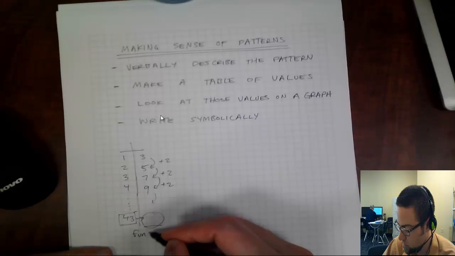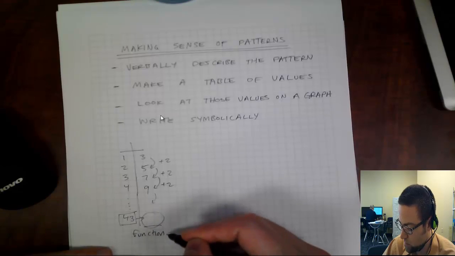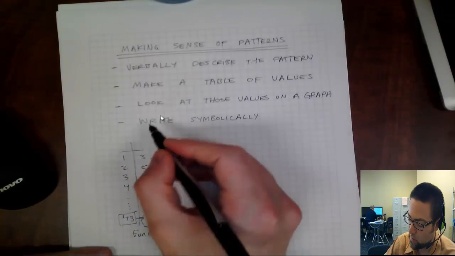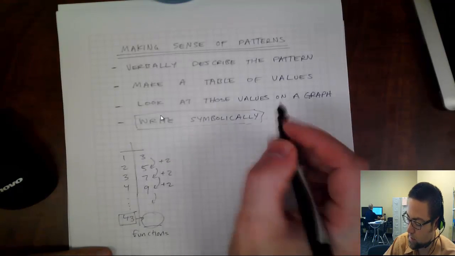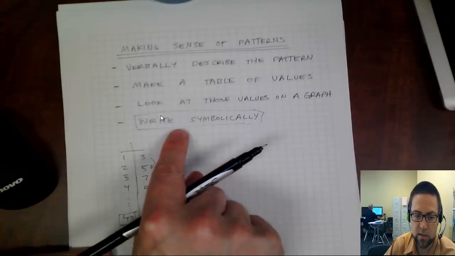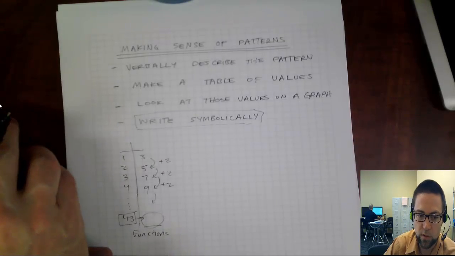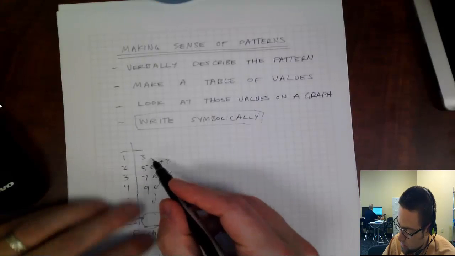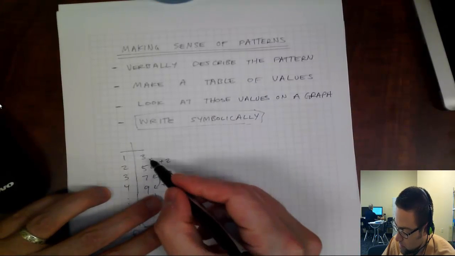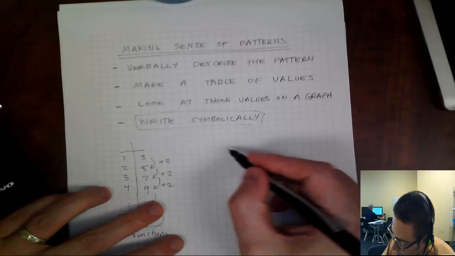So functions can be used here, right? And that's going to be writing symbolically. So it takes a few steps to understand what the pattern's like before we can write it symbolically. So that's the sort of goal that we're looking for. Okay, so I can make a table of values. I see kind of the relationship that's happening is each time I'm adding 2. Let's draw a graph of it.